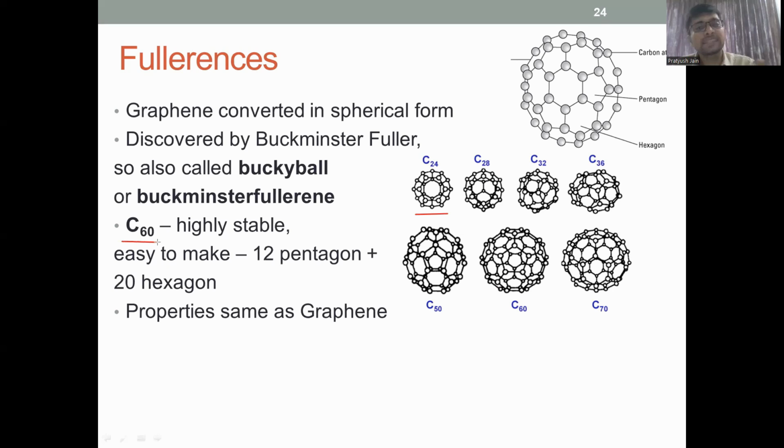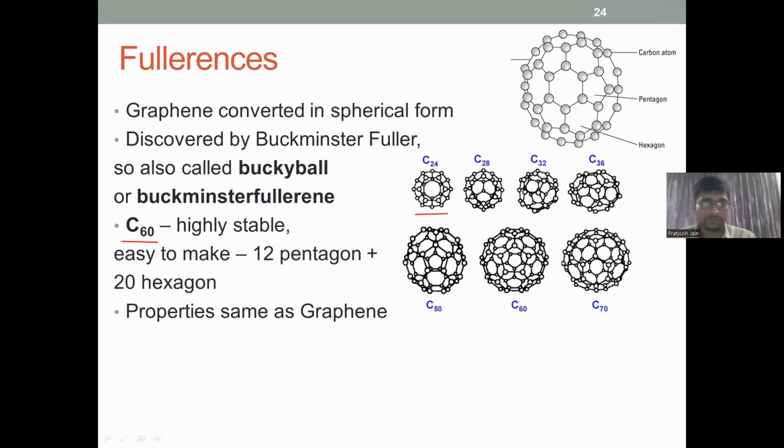C60 is basically a fullerene made of 60 carbon atoms. Except C60, all of the fullerenes are highly unstable, whereas C60 is highly stable and very easy to make. So whenever we talk about fullerene, we by default talk about C60, or a fullerene made of 60 carbon atoms.